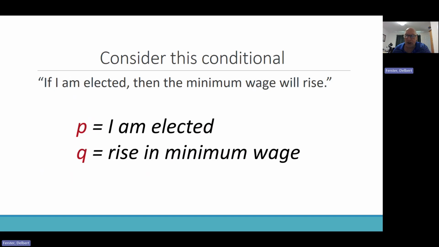All right, so I've got a series of slides. Suppose I'm running for an office, and here's my claim. If I'm elected, then minimum wage will rise. And I'm probably not the first politician who's made this claim. So for this example, P is the "I am elected" part. Q is there's a subsequent rise in the minimum wage. So if I'm elected, then the minimum wage will rise is my if-then statement.